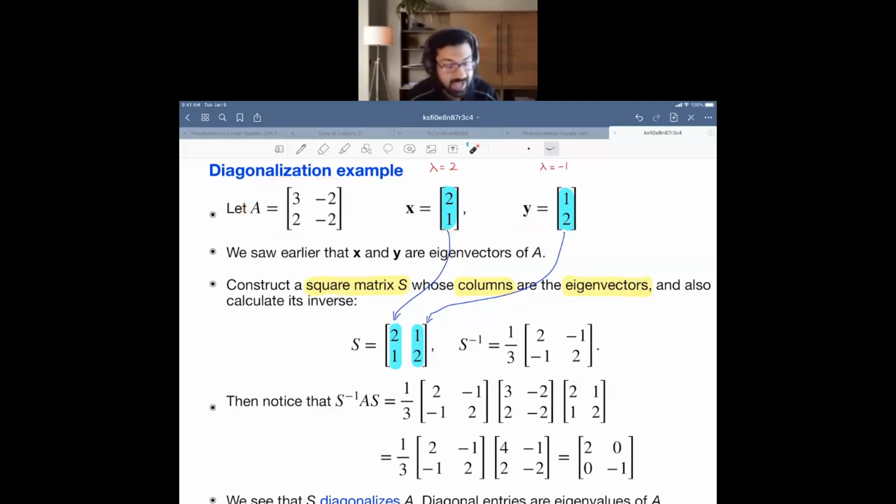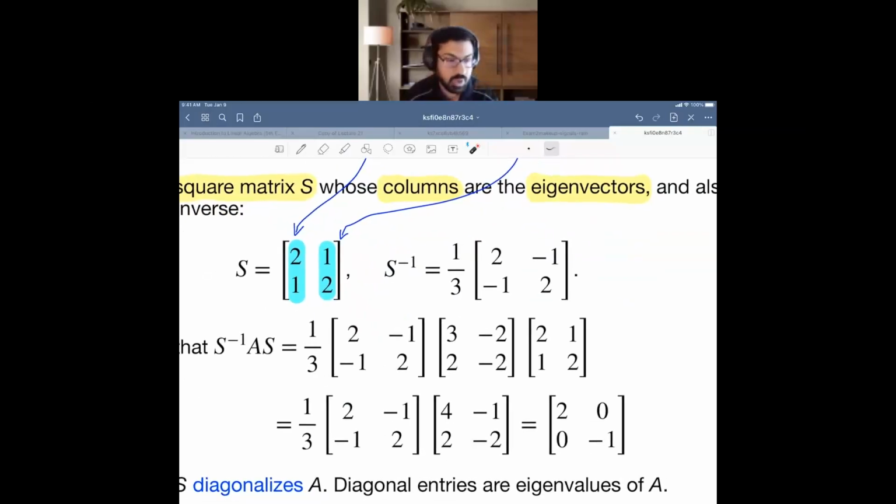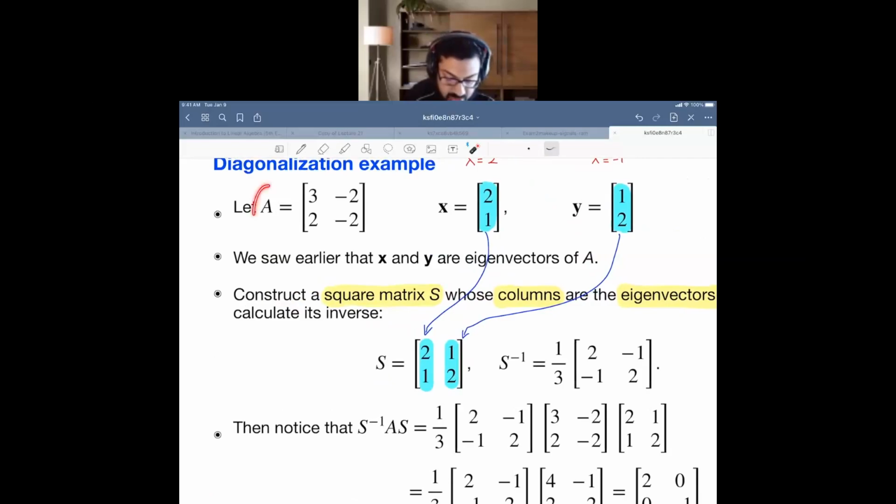Now I'll also find S inverse. S inverse can be quickly found by taking 1 over the determinant of S, then switching the diagonal elements and negating the off-diagonal elements. Because it's a 2 by 2 case, it is pretty easy to find S inverse. So I have S inverse, and I'm trying to diagonalize this matrix A.